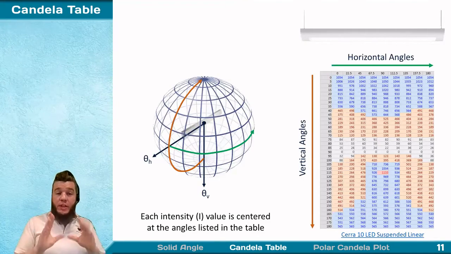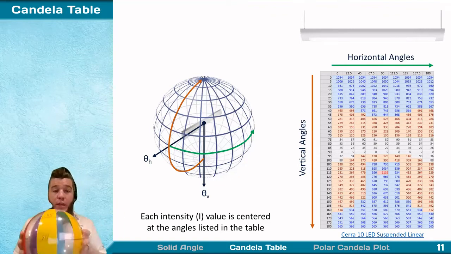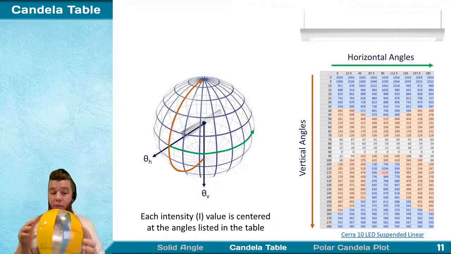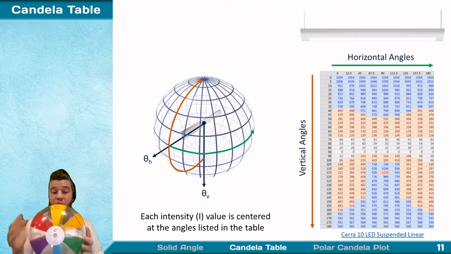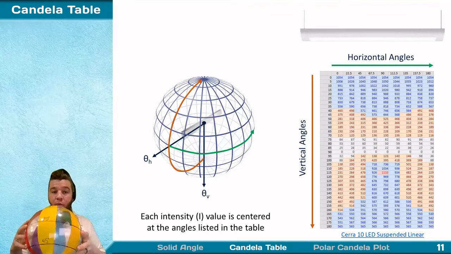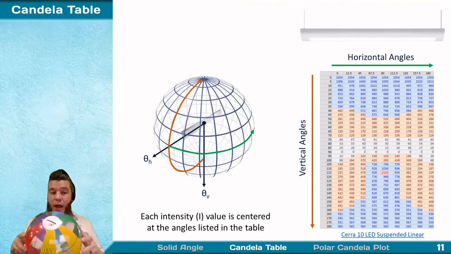Okay, so let's bring this back to our Candela table. And again, we need to consider where the location of these angles are on the globe. So we start with 0 degrees vertical, right? And as we move up in our vertical angles, right? 45, the equator is 90, to 135, to 180 at the North Pole. And so those are our vertical angles.